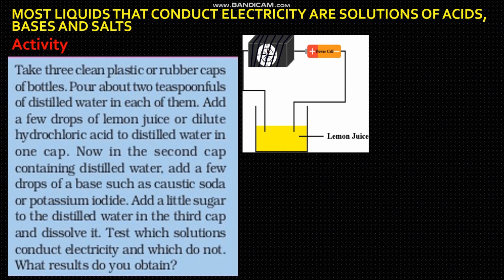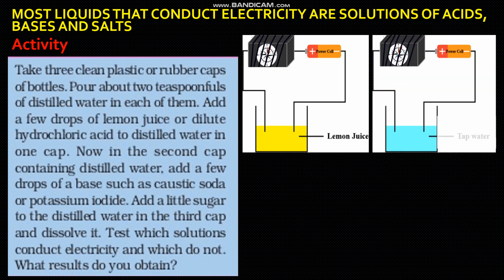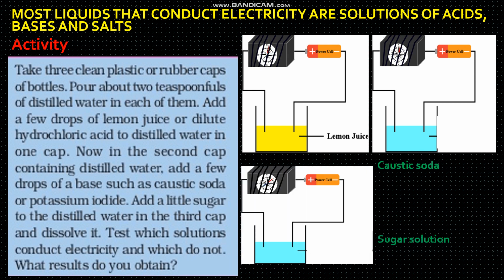So let us see. When we added lemon juice to distilled water, the magnetic needle deflects. It means that lemon juice conducts electricity. When we added caustic soda, that is a basic substance, a base, here also we can see the deflection of the magnetic needle. That means caustic soda also conducts electricity. When we added sugar to the distilled water, we get the sugar solution. Here there is no deflection of the magnetic needle. What does it mean? Sugar solution does not conduct electricity.